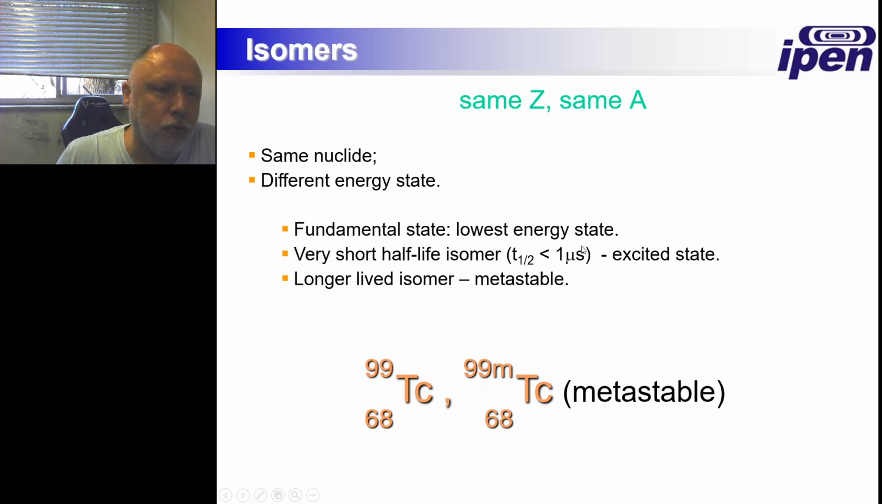So the same nuclide in a different energy state. If we define the fundamental state as the lowest energy state possible, then we have these excited states. If you have a very short half-life for these isomers, things like 1 microsecond or faster, we just call it an excited state. But there are excited states which have a much larger half-life, and we call them metastable. And then we get this M here. M stands for metastable. In this case, for instance, this one has a 6 hours half-life.